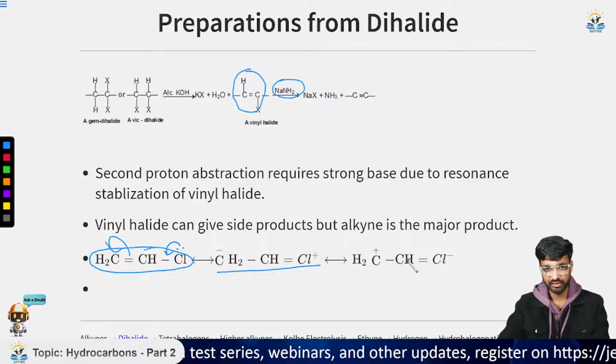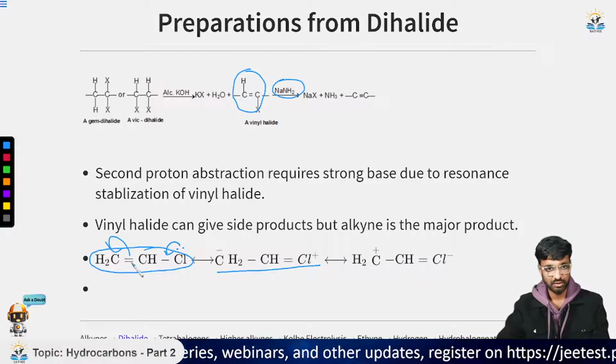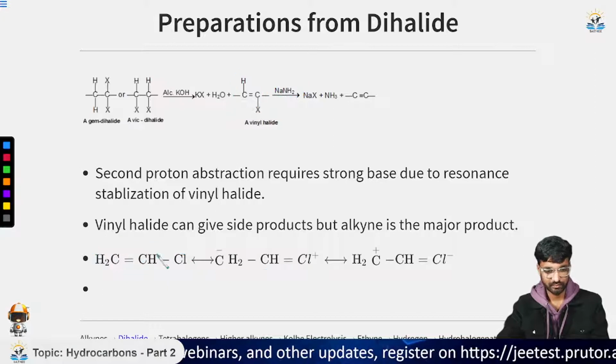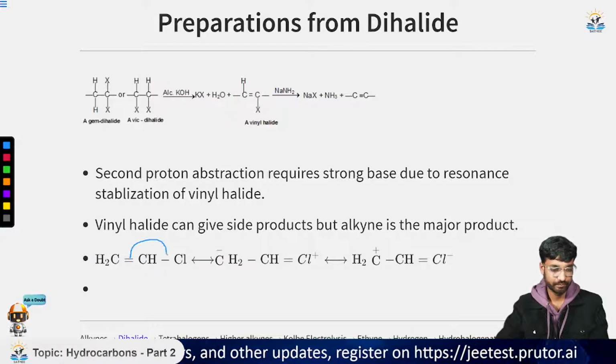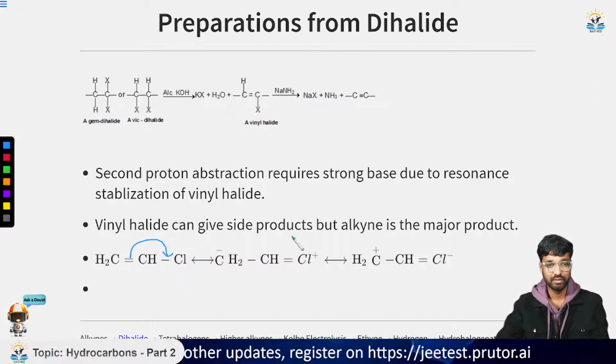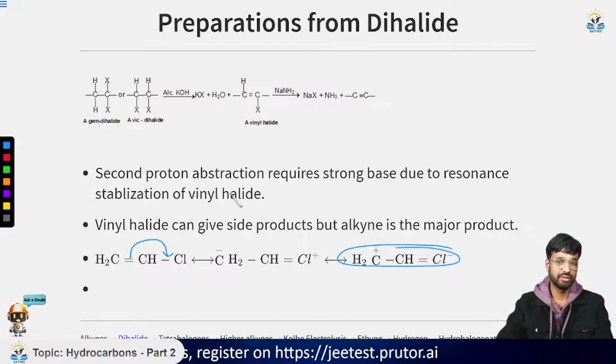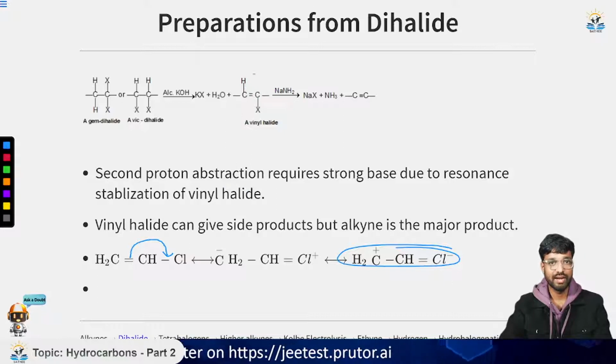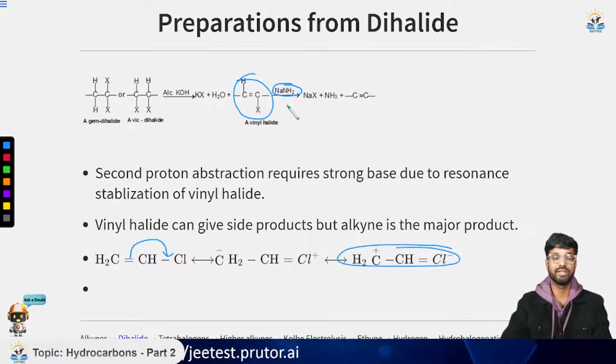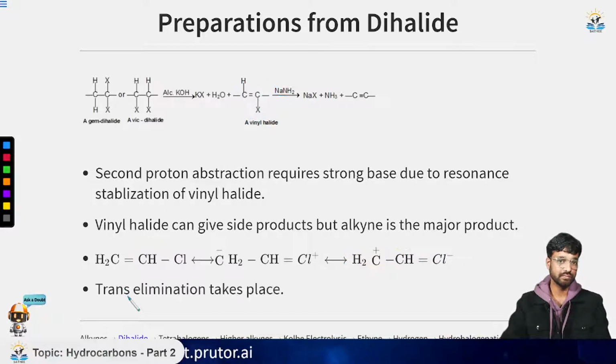So suppose we have this CH2. Now this double bond migrates here. This double bond migrates here. And we can get this type of structure also. So due to this resonance stabilization of this vinyl halide, it is more stable, and we require a strong base at the second proton abstraction, that is NaNH2.